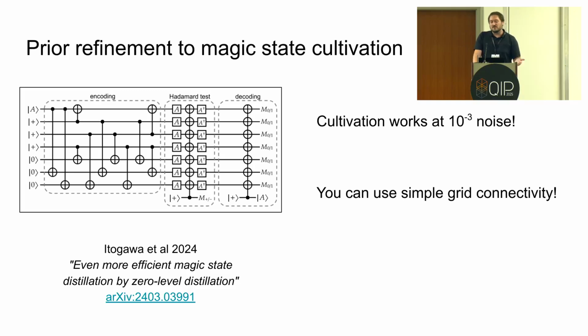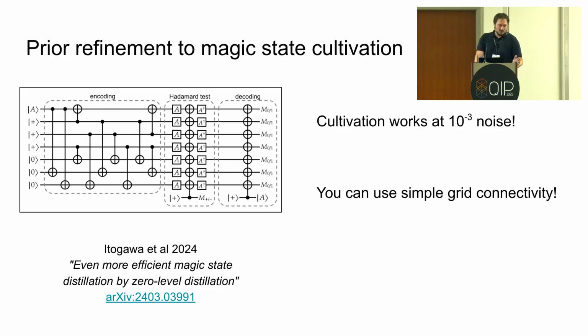I only really found out about this idea last year at, I believe it was, March Meeting, when Itogawa et al. gave a talk where they had basically taken the Chamberlain idea and done it a little bit more compactly. In particular, they showed that it worked at 10 to the minus 3 noise, whereas this previous result showed it only worked at 10 to the minus 4, which, because I'm very practical minded, to me sounds like not going to happen.